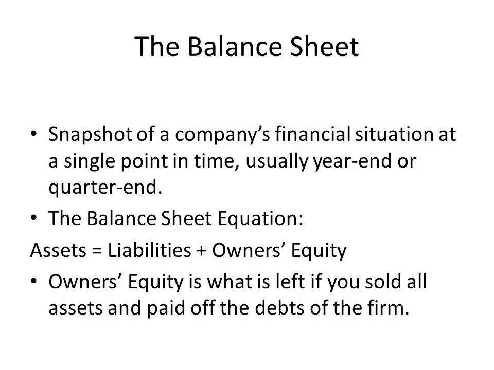In theory, owner's equity is what is left if you sold all of the assets and paid off the debts of the firm. I say in theory because the numbers that are reported on the balance sheet are what we refer to as book values. A book value, for instance, for an asset would be the historical cost, in other words, what we paid for the asset at the time, minus any accumulated depreciation. In other words, all the depreciation that's been charged against that asset.